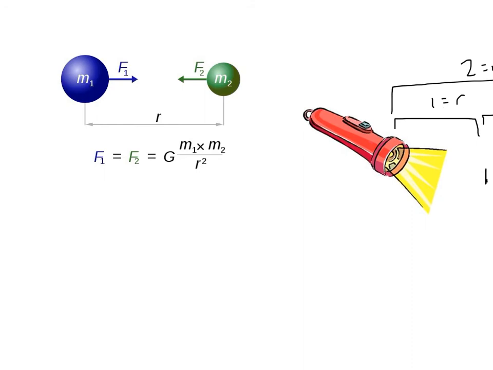All right, so the final equation for the force of gravity is right here in front of you, and that is the product of the masses divided by the radius squared.